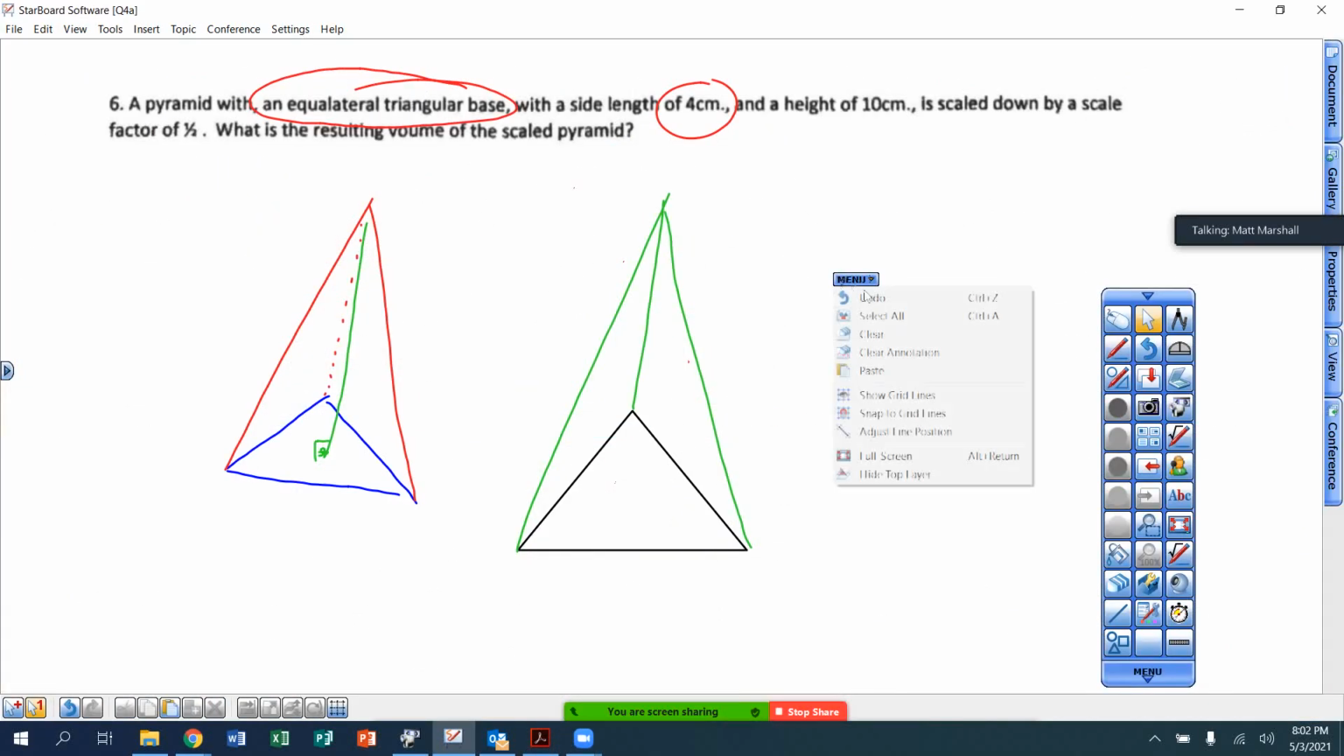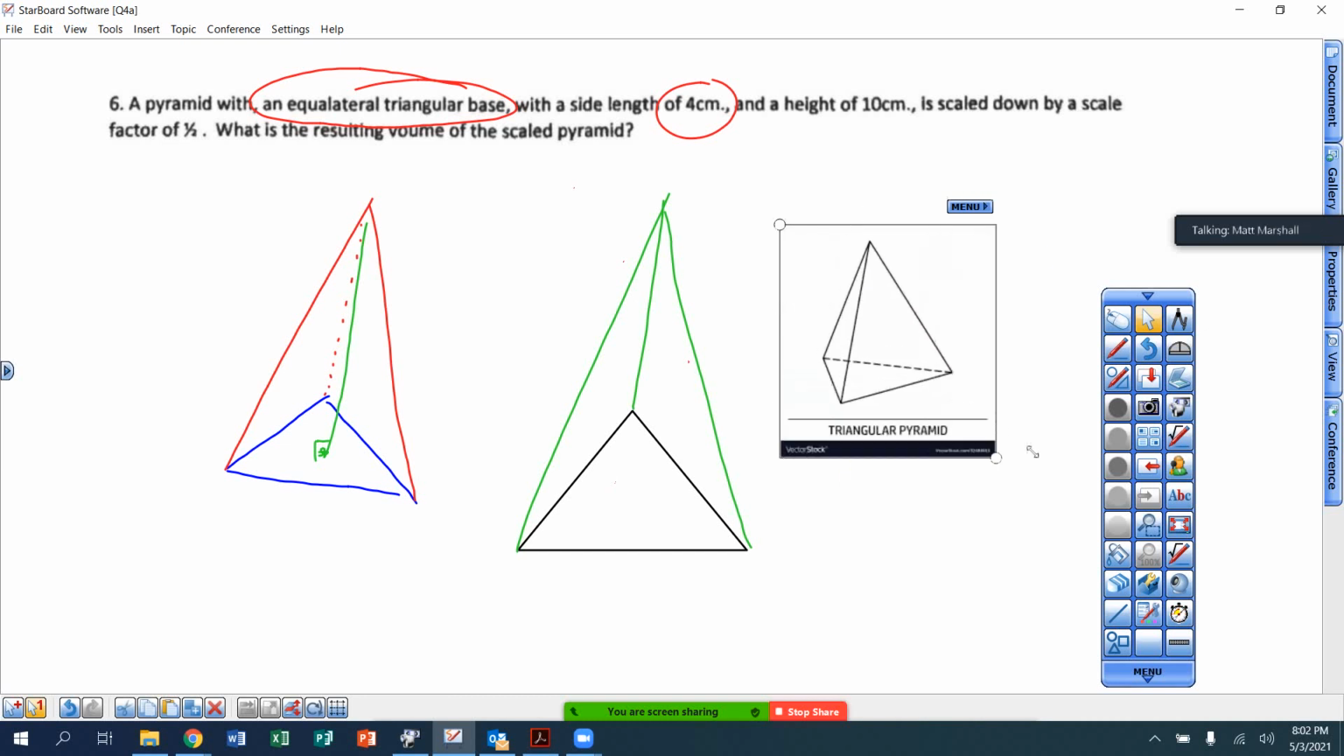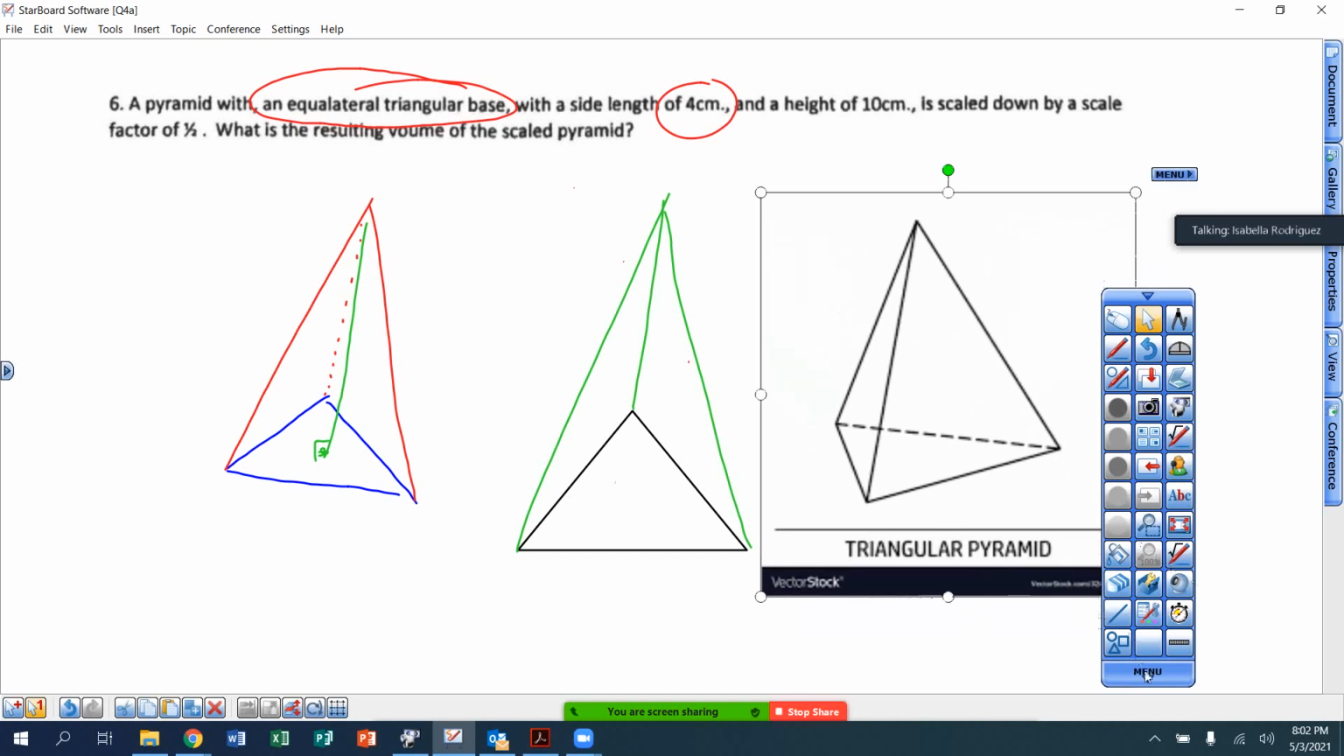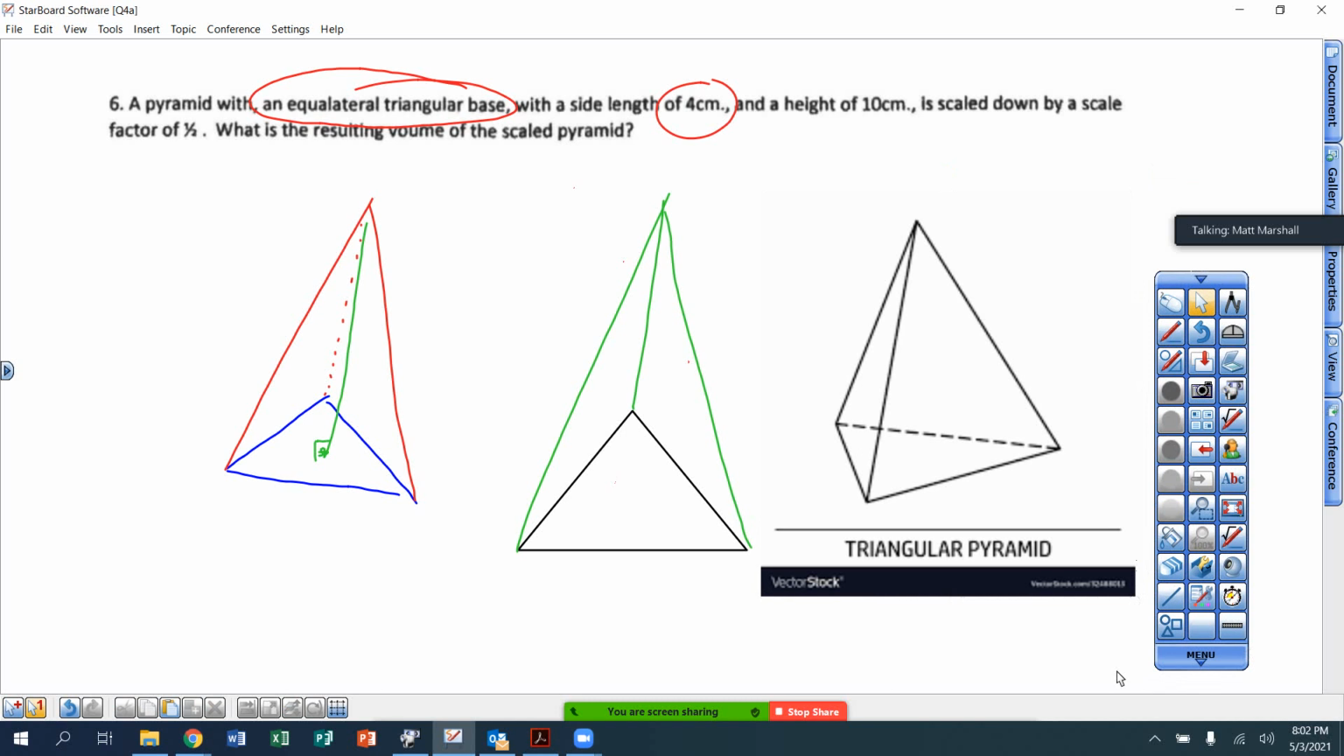Are you there? Yeah, I'm here. All right, you see that picture there? Yes. There you go. That's a real triangular pyramid. All right, so let's see. You got an equilateral base with a side length of 4, the height of 10. So I'm going to put those numbers on this. Each of those bottom lengths is going to be 4, I guess, because it's equilateral, like that. And then it has a height of 10.